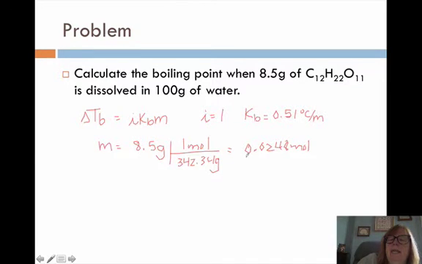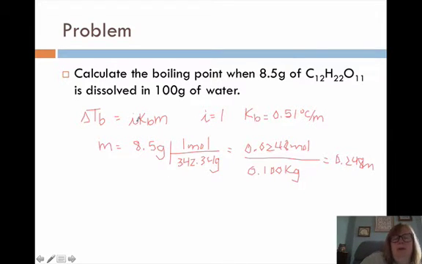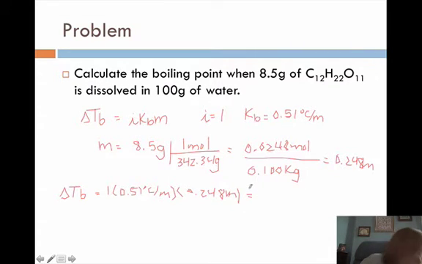And we need to divide that by kilograms of our solvent. 100 grams to kilograms is 0.1 kilograms. And so our molality is 0.248 molal. All right, we've got all of our numbers. i is 1, Kb is 0.51, and molality is 0.248. How much will our boiling point be elevated? Here we go. When you multiply them all together, you get 0.127, and that is degrees Celsius.